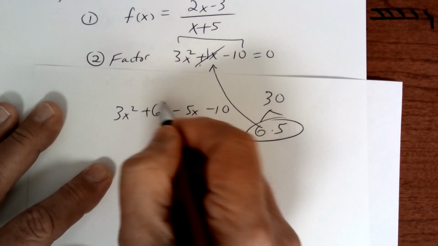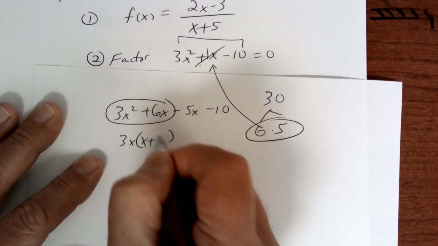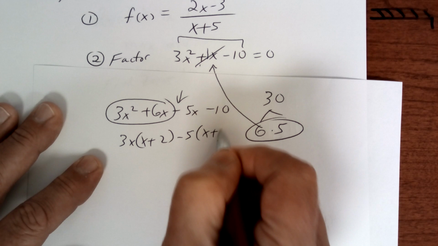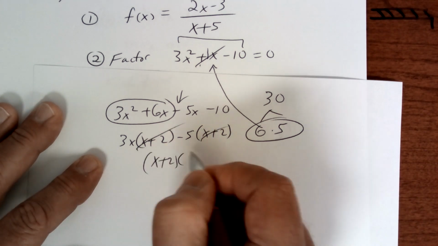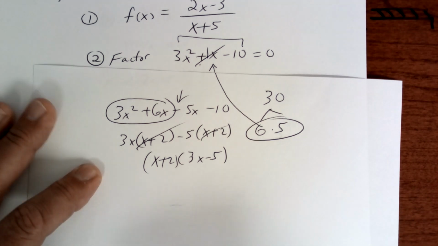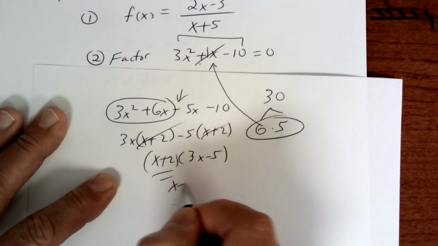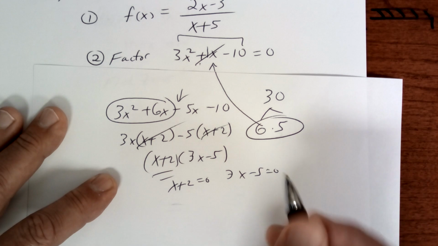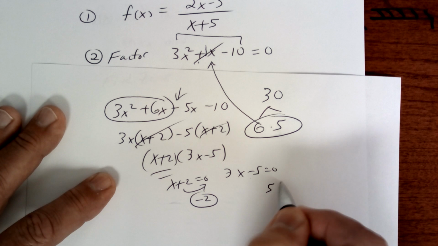We're going to take out a 3 and an x, and you're left with x plus 2. And here we're going to take out a negative 5, and we're left with x plus 2. We're going to take out the x plus 2, and you're left with 3x minus 5. Make sure you know how to factor this. If you need to, go home and redo it and memorize it. So this is going to be x plus 2 is equal to 0, and this one is equal to 0. So you're going to get a negative 2, and then here you're going to get 5 divided by 3.